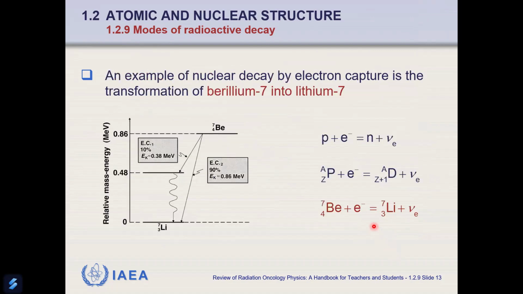An example of that is beryllium-7 transforming into lithium-7. Beryllium-7 absorbs an electron, and the proton is converted into a neutron. So the atomic number decreases from 4 to 3. If you look up the periodic table, the atom with a mass number of 7 and an atomic number of 3 is lithium.